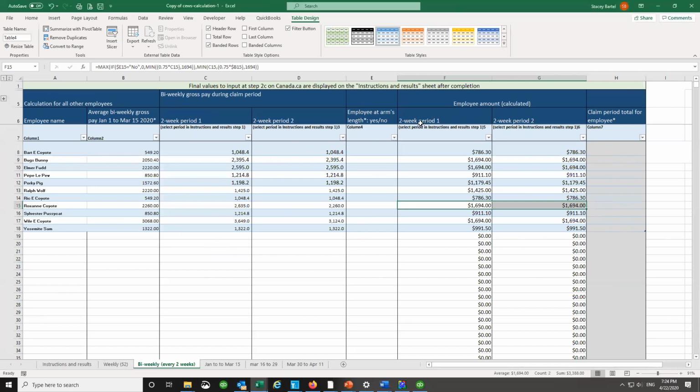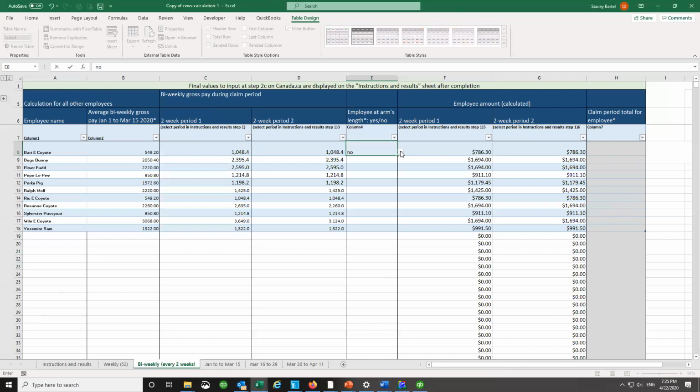So first of all, we need to determine arm's length or not. Now, what is an arm's length employee? An arm's length employee is somebody who is not directly related to the owner or the majority shareholders of the company, somebody who has a controlling interest in the company. So Bart E. Coyote, part-time, is Wiley's son. So is he an arm's length employee? No, he is not.